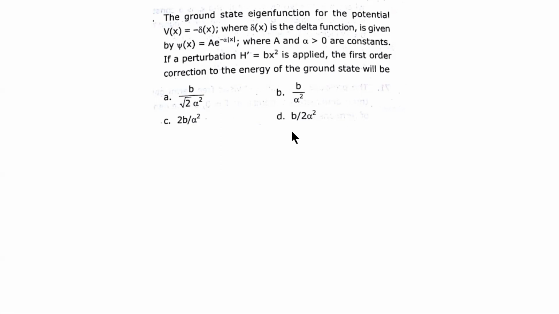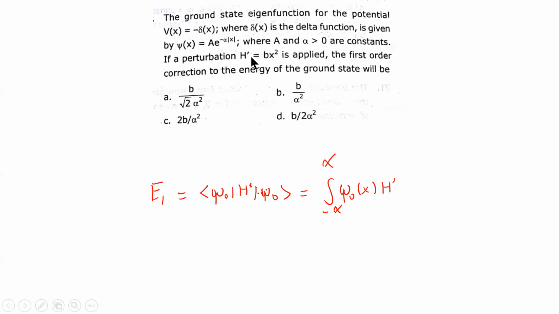So the formula for the first order correction to the ground state energy is E1 is equal to, in terms of the bra and the ket notation, this is what we have to evaluate. So we have the ground state wave function multiplied or operated by the Hamiltonian, the perturbation. We have the perturbation function.